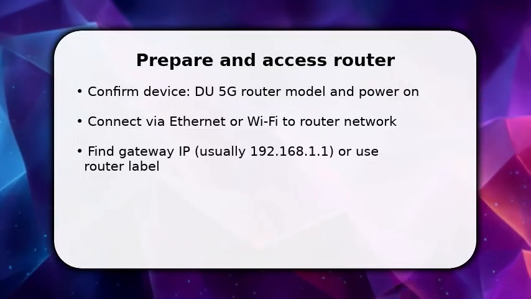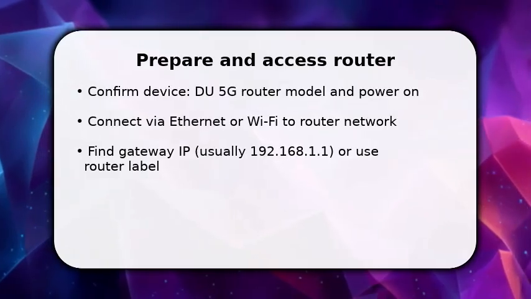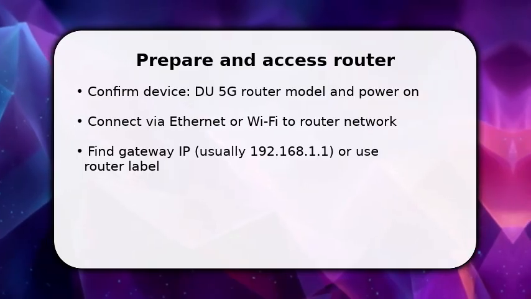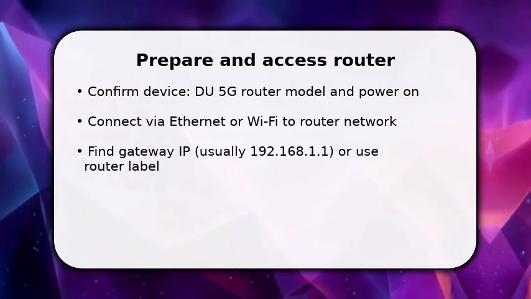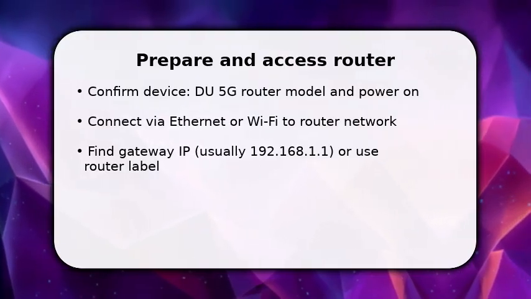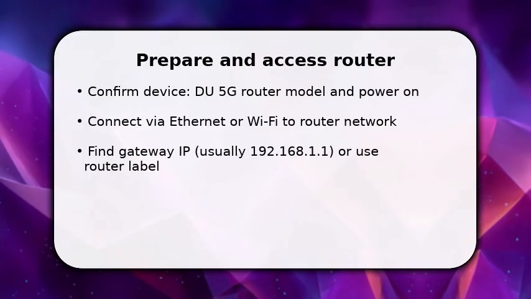You'll start by confirming the DU5G router is powered and that you're connected to its network. Wired Ethernet is best for stability. Next, open a browser and type the gateway IP, commonly 192.168.1.1, or the address on the router label.